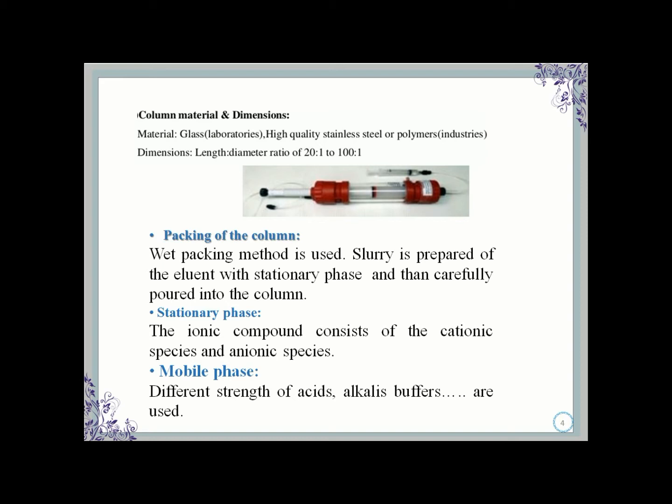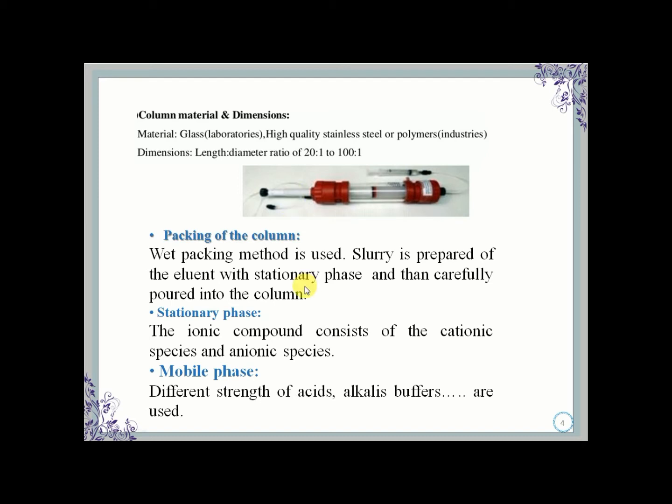The resin is mixed with the mobile phase and packed in the column uniformly, and care should be taken while packing the column to avoid air bubbles, which can disturb the separation of our ions. Now moving further to the stationary phase, here the ionic compound consists of cationic species and anionic species, meaning it is composed of two structural elements: the charged groups which are involved in the exchange process, and the matrix on which the groups are fixed.